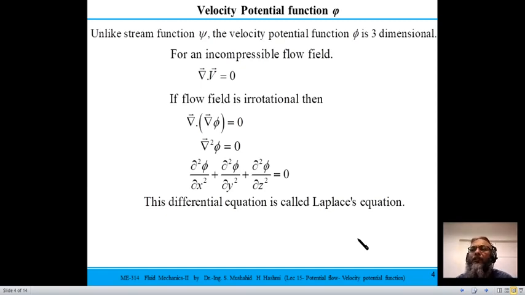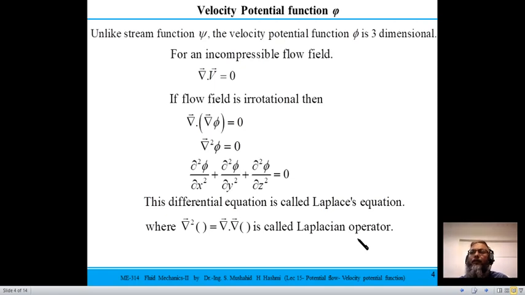So we end up with this Laplace's equation, and this second order operator is called the Laplacian operator. Phi is a scalar function. If you take the second derivative with respect to the coordinates, that would be equal to 0, which is a representation that this scalar function signifies a field which is irrotational and incompressible.